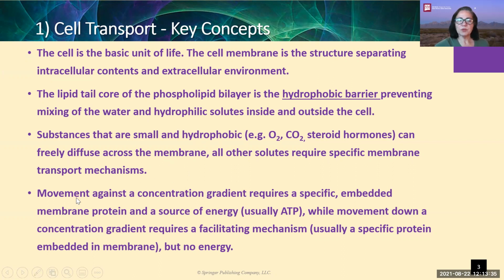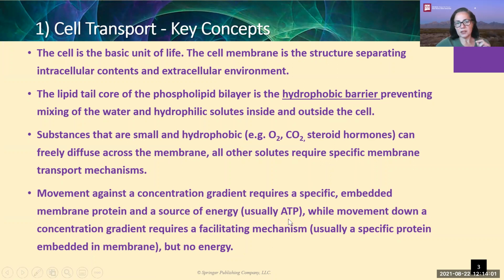When items are moving against the concentration gradient, that means from an area where there's not a lot of them to an area where there's already a lot of them, you have to push that. That's going to require an embedded membrane protein, but you're also going to have to pay for pushing something against its concentration gradient. So a source of energy, that source of energy is usually ATP.